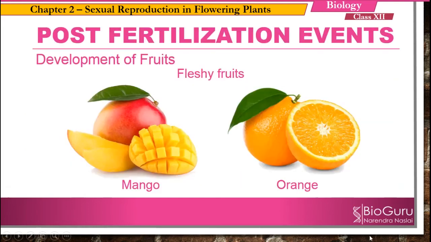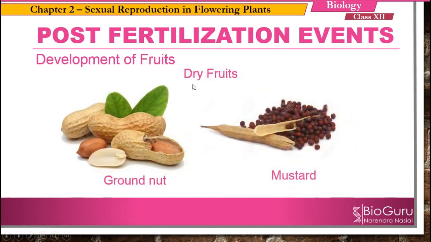Now let us study the development of fruits. The fruits are the fertilized ovary, right? The ovary is going to develop into the fruit after fertilization. The ovary wall becomes the fruit wall, which is called the pericarp. Peri means surrounding, carp means fruit, right? So here the fruits may be fleshy, as in the case of mango and orange, or they may be dry, as in the case of groundnut and mustard.